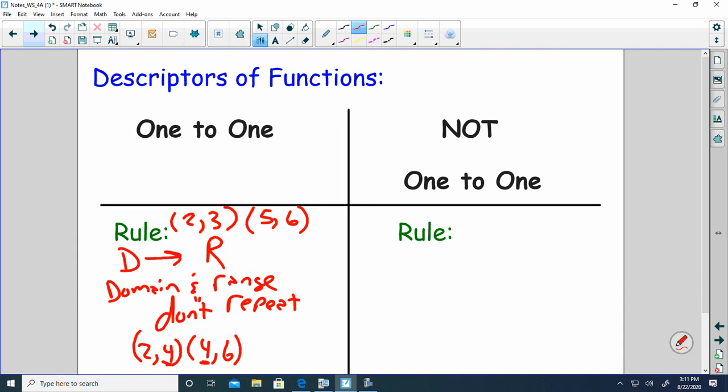Now, the domain won't repeat on this one. That makes it a function. The range can repeat.